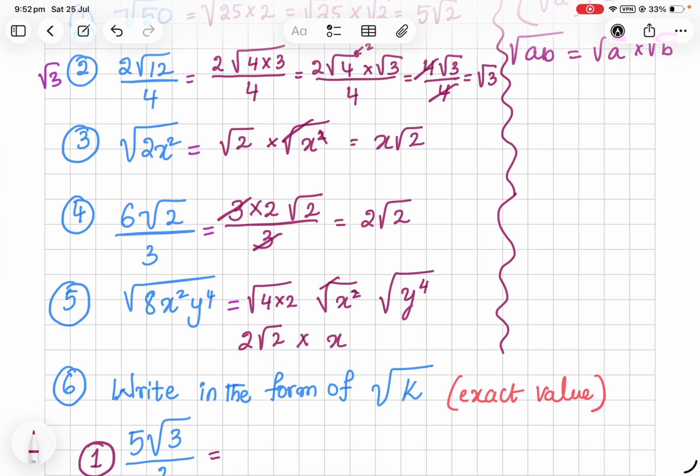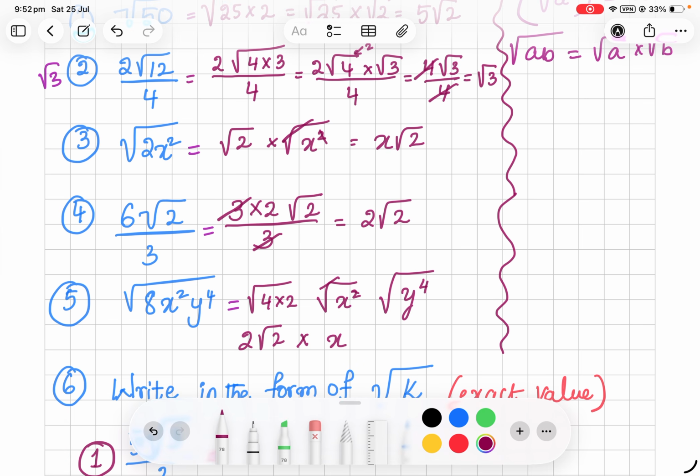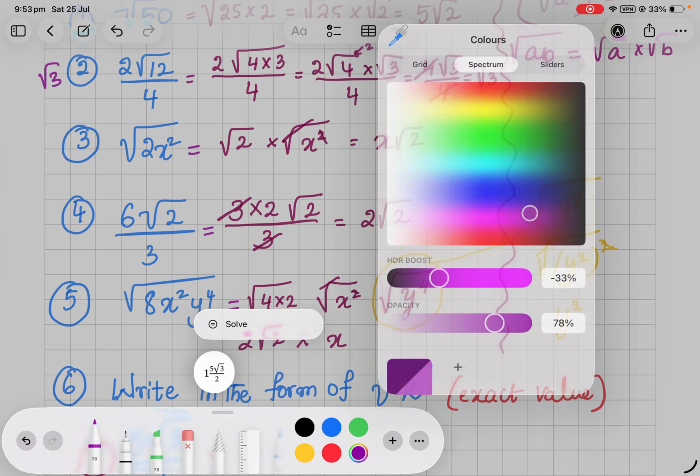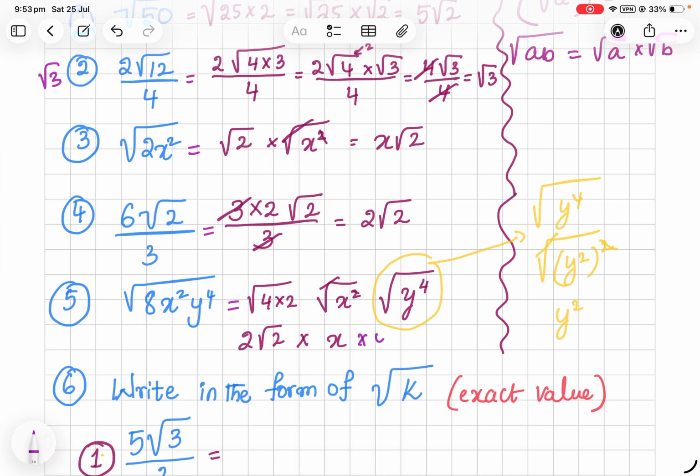Now for this next part, I'm going to change my color here, and I'm going to use yellow because I'm doing this whole piece in this column. The square root of y to the power 4 can be written as the square root of y squared, whole squared, because the power to power rule says that 2 times 2 can end up being 4. So this and this can be cancelled. You simply have y to the power of 2. So your final answer is 2 square root of 2x y to the power of 2.